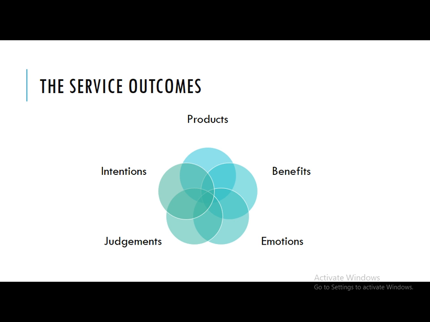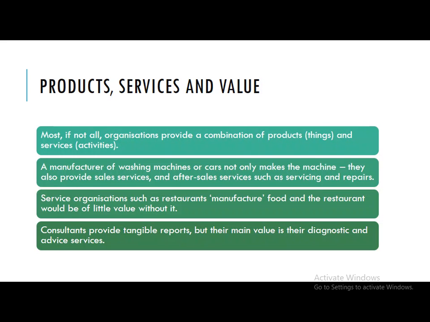Service operations management plays a vital role in both of these. Now we will talk about products, services, and value. Most, if not all, organizations provide a combination of products and services. The products can be things, services can be activities. A manufacturer of washing machines or cars not only makes the machines but also provides sales services and after sales services such as servicing, repairs, etc.